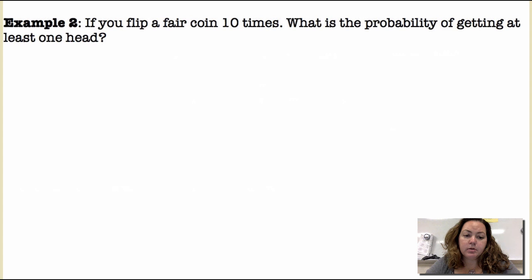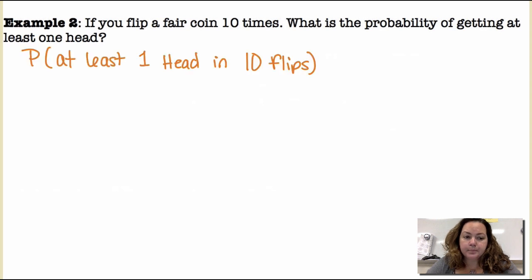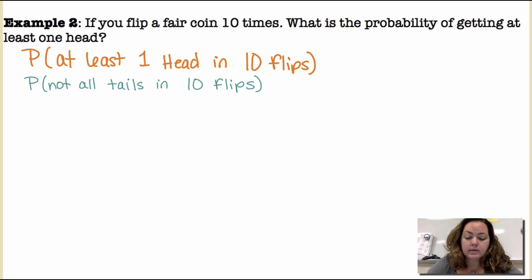All right, example 2. If you flip a fair coin 10 times, what is the probability of getting at least one head? So the probability of at least one head in 10 flips is basically saying the probability that I'm not getting all tails in my 10 flips, because at least one of them is going to be a heads.